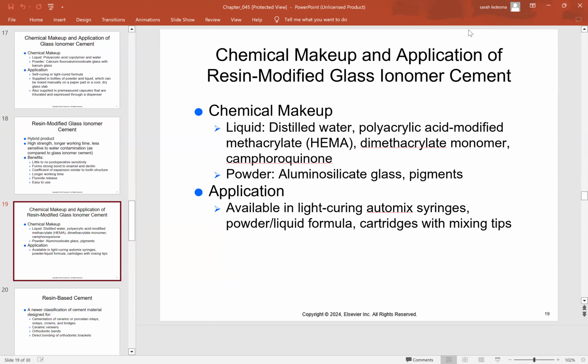The chemical makeup includes our liquid and our powder application. It's available in both light curing and auto mix syringes, and then a liquid powder formula.